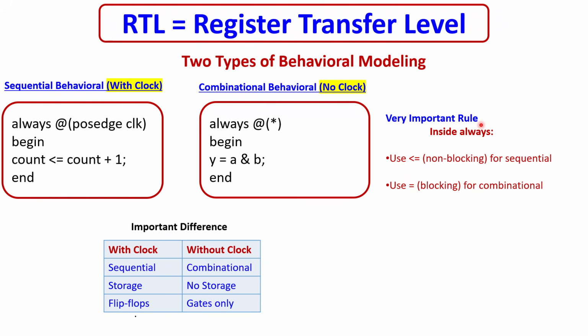And the very important thing we have to keep in mind is, look here, in this we have used less than or equal to. Here we have used equal to. So less than or equal to is used for non-blocking for sequential, and we have to use equal to for blocking for combinational.